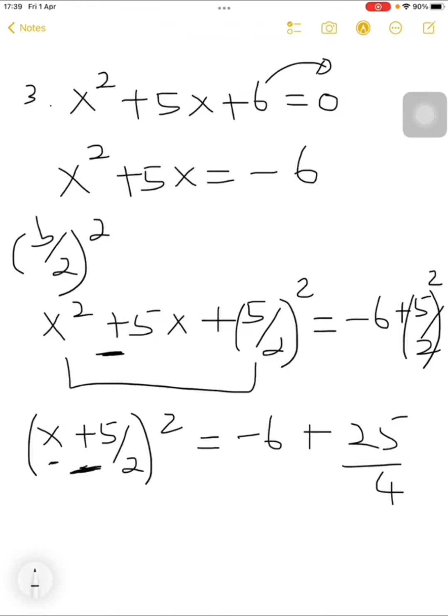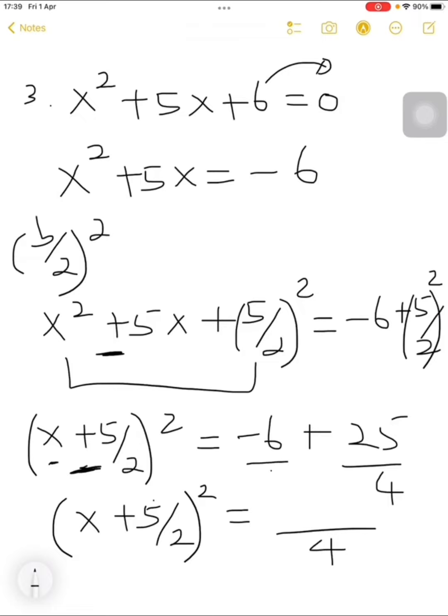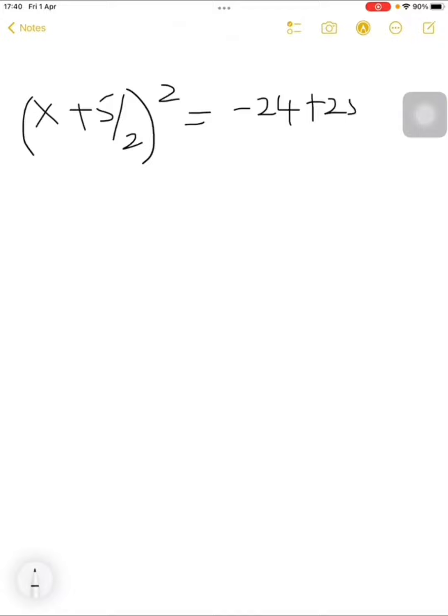So we have (x + 5)/2 all squared is equal to... the LCM is 4. We can put that 1 over 1 so that it can be easy to get the sum of the two. So the LCM is 4. Here we'll have negative 24 and then plus 25. Okay? Alright. Then we have ((x + 5)/2)² = (−24 + 25)/4.